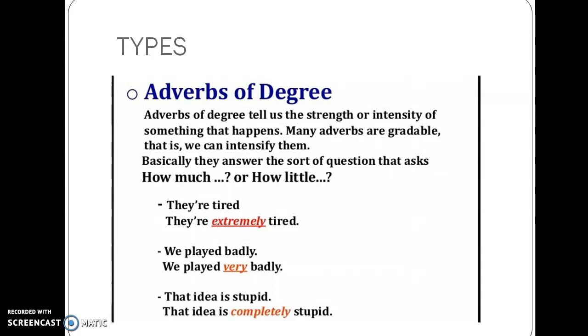Then if they are modifying another adverb, she drinks very slowly. Now slowly is another adverb and very is telling us about its intensity and it has been placed before the adverb. So adverbs of degree always come exactly before the word they are modifying. And what are the words that adverbs modify? Either adverbs of degree will be placed before a verb, or before an adjective, or before another adverb.